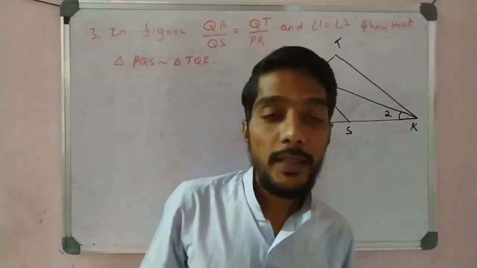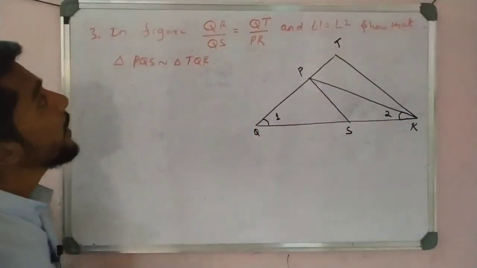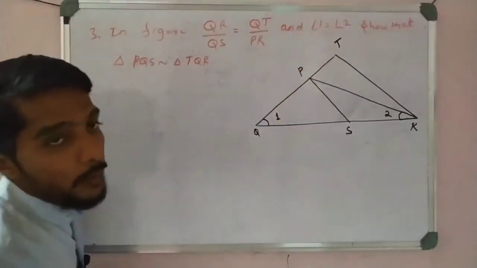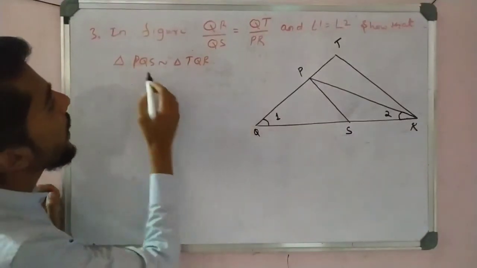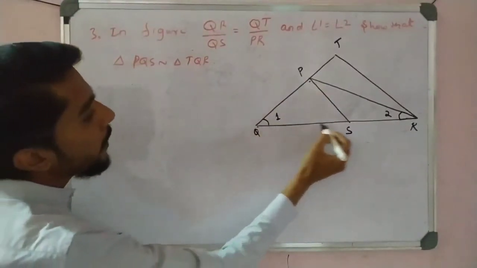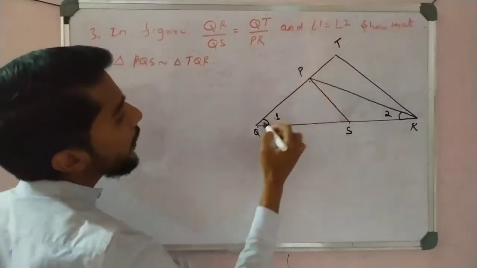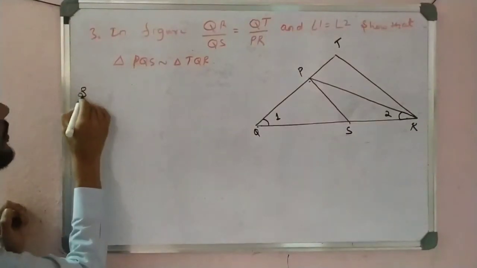Now students, take the last problem of today's video. For the third problem, in the figure, a quantity is given and two angles are equal. Show that these two triangles are similar, right? So it means triangle PQS is similar to triangle TQR. There are two triangles, so see the solution one by one.